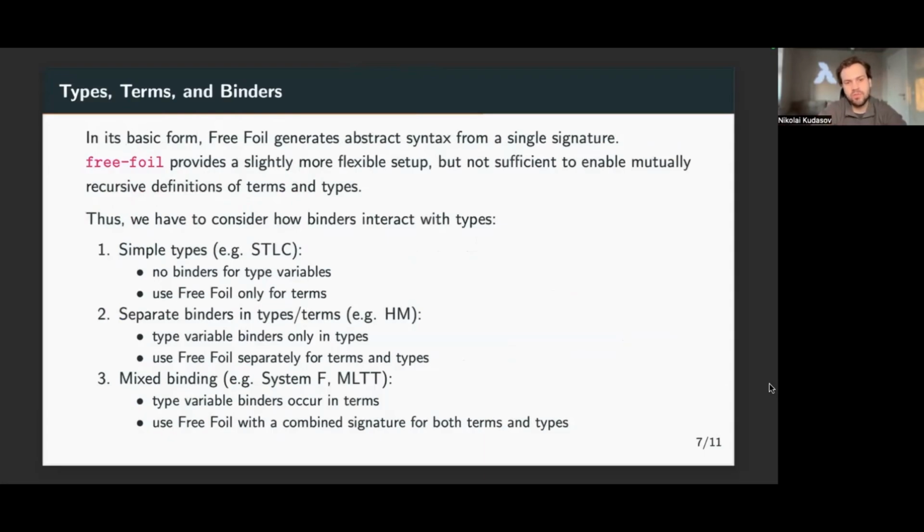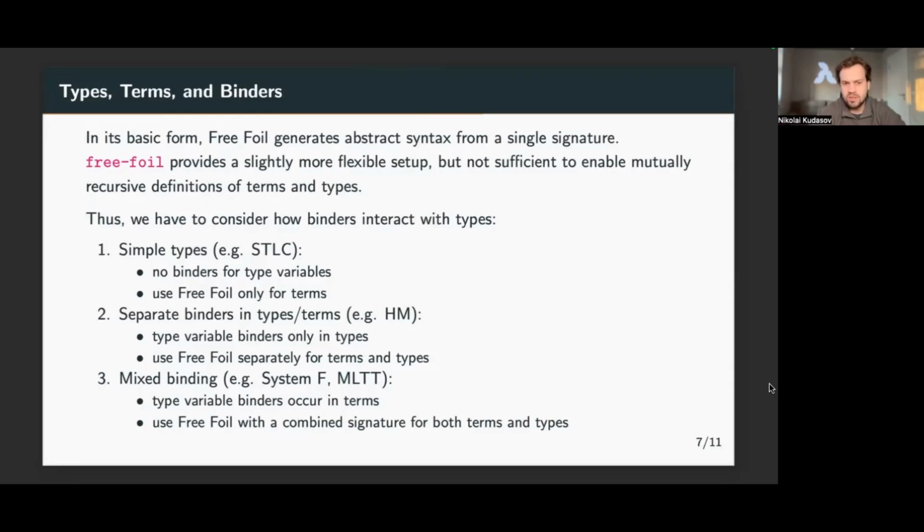Now, by default, FreeFoil works with just one signature, which is a problem when the syntax of terms and the syntax of types is mutually recursive. For example, types may be used in annotations for lambda expressions, and terms may be used in dependent or refinement types. While the current implementation of the library provides more flexibility in that respect, truly mutually recursive definitions like this are not supported at the moment.